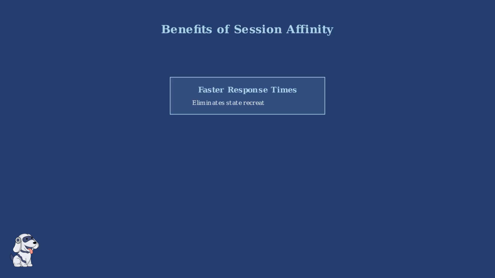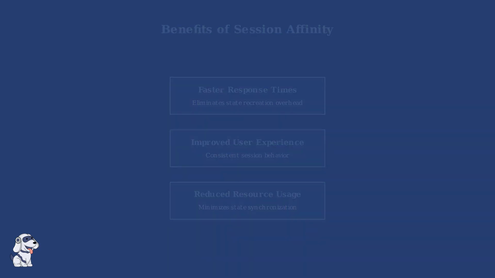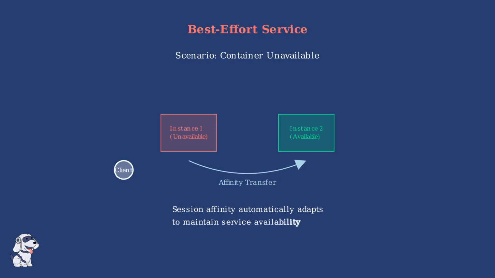Session affinity provides significant benefits for applications that store client-specific state. By maintaining routing consistency, it eliminates the need to recreate or retrieve state information, resulting in faster response times and improved user experience. It is important to understand that session affinity in CloudRun is a best effort service, not a guarantee. If a container becomes unavailable or reaches capacity, CloudRun will automatically move the affinity to a different available container instance to maintain service availability.